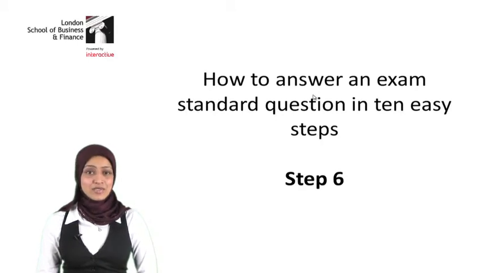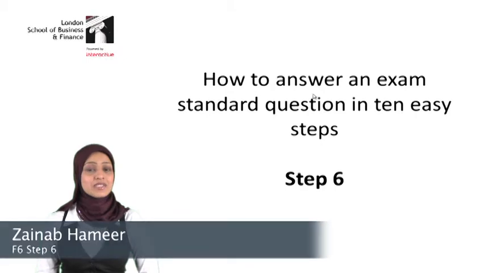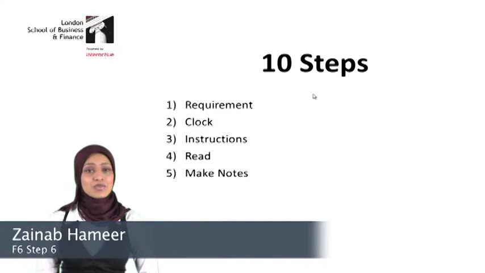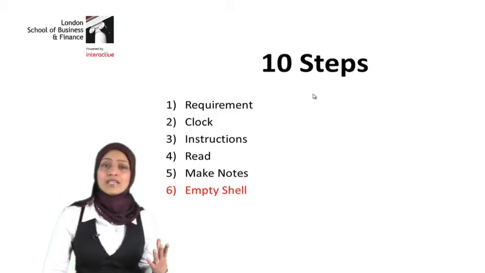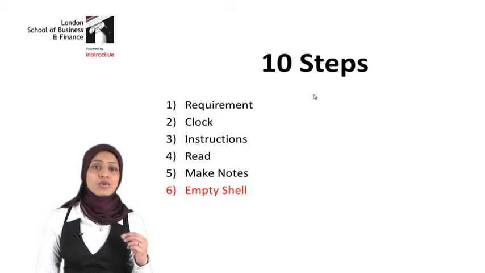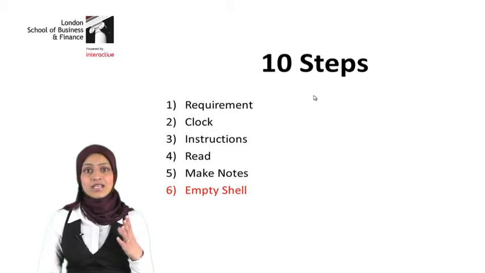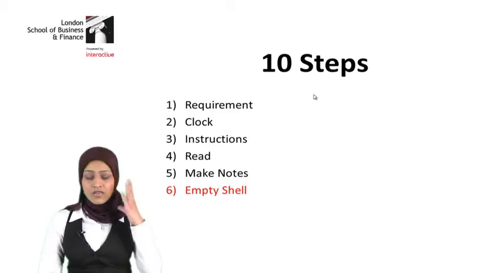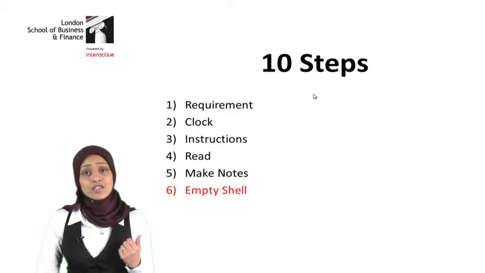We're looking at how to answer an F6 exam standard question in 10 easy steps, and we have reached step number 6. On step number 6, what I'd like to remind you is some empty shells. When you have looked at your requirement, if you remember, we highlighted what it is that we were required to do. We were required to do, for instance, an income tax payable, and we say to ourselves, for income tax payable, I know that I'm going to require an income tax computation.